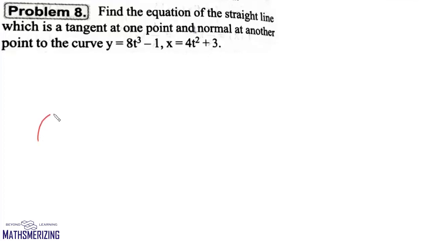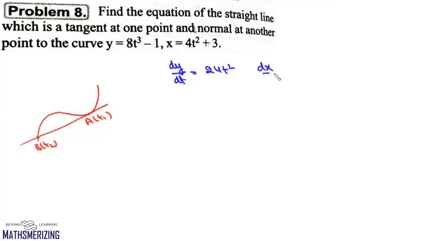So we have a curve, and it says tangent at one place, say this point which is A, and it is represented by t1. It is normal at another point B, which is say t2. Now in this case, dy by dt is 24t square and dx by dt is 8t. So from here we can say dy by dx is 3t. Now slope of tangent at this point A is 3t1.